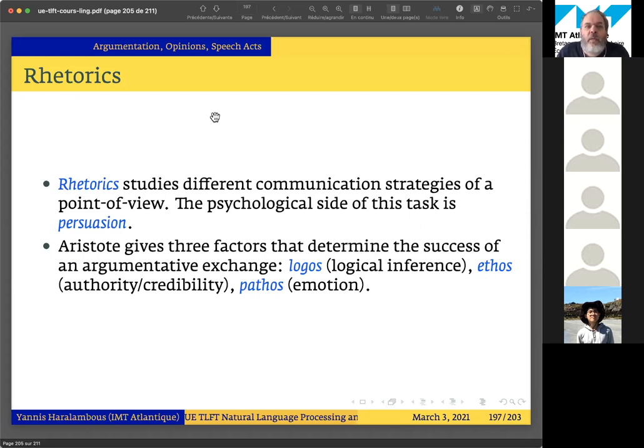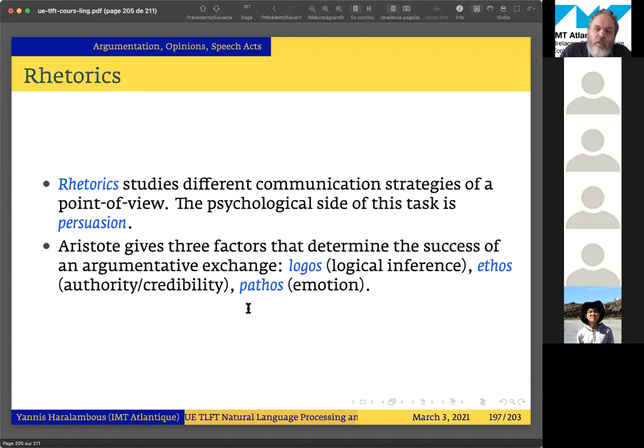A branch of argumentation mining is rhetorics. So rhetorics are communication strategies, most of the time trying to persuade. And when you want to persuade a public about your opinion, and this was known already in the antiquity, you have 3 ways of doing so. You can be logical, like Spock in Star Trek. You can be ethical, and this is about credibility, authority, and responsibility. And you can be emotional, like American movies. These are called logos, ethos, and pathos in Greek.